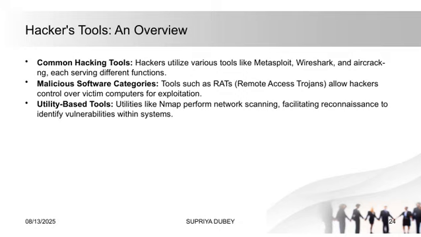Then we have utility-based tools, which might sound benign but are equally important in a hacker's toolkit. Utilities like Nmap are used for network scanning, essentially, mapping out a network to find potential vulnerabilities. This reconnaissance step is crucial because it helps hackers identify weak points that they can exploit later.